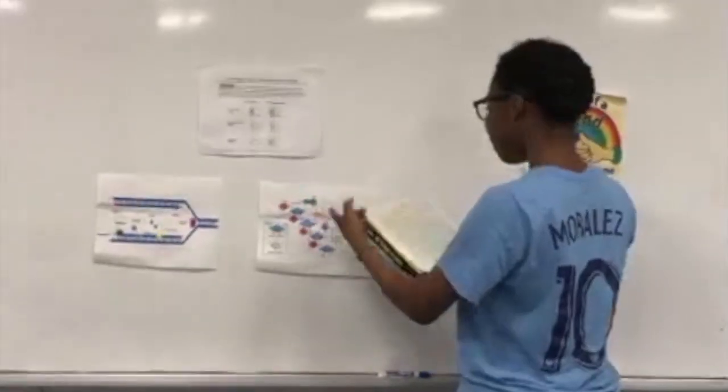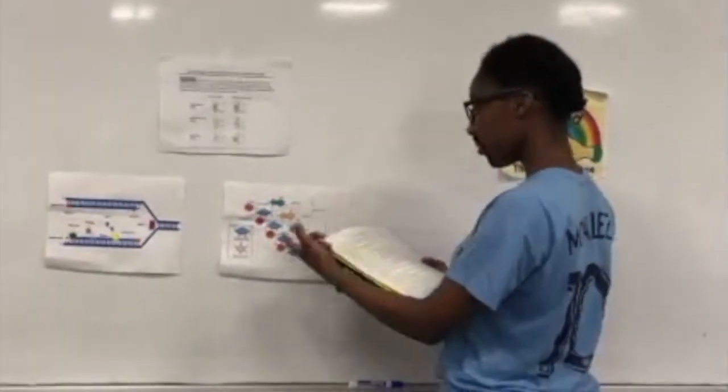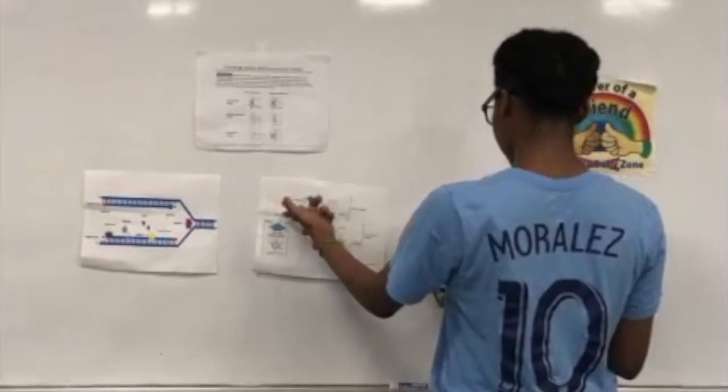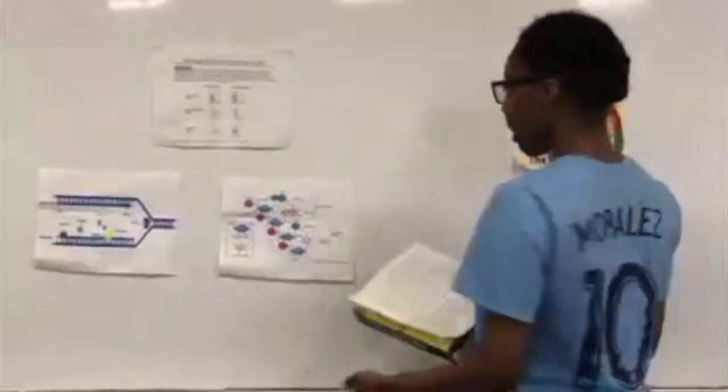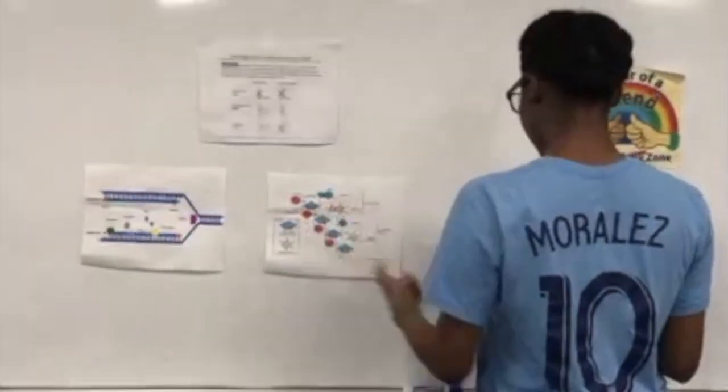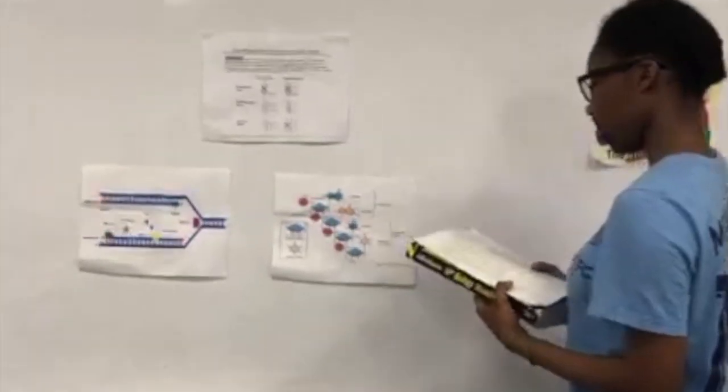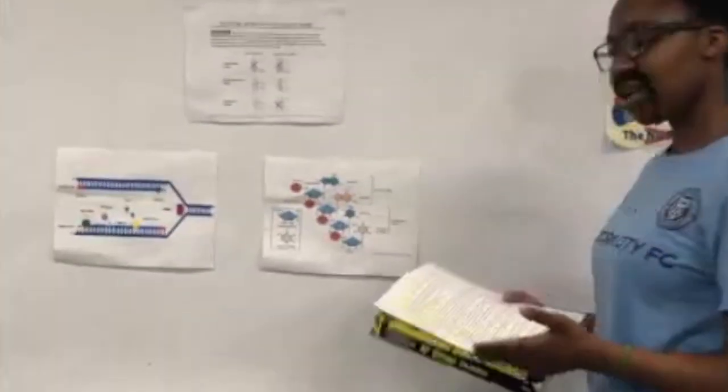If you look at each of the sugar phosphate backbones, you see that the 5' carbon has a phosphate group attached to it, and the 3' carbon has a hydroxyl group. This asymmetry gives a DNA strand a direction.